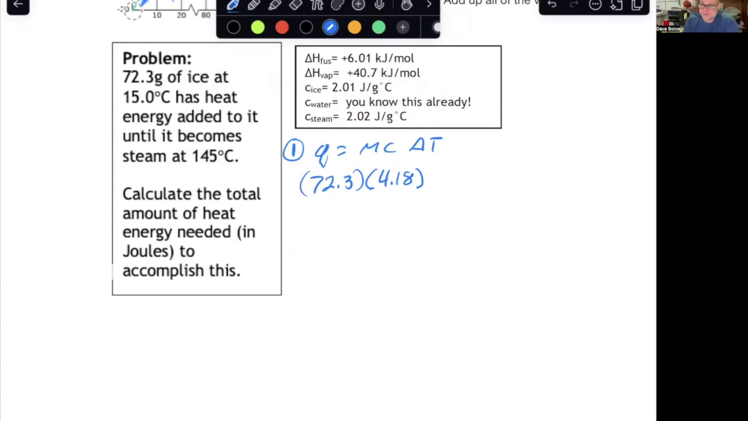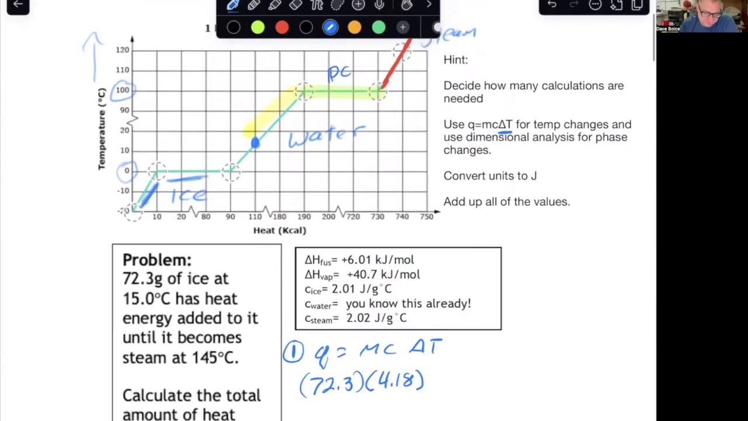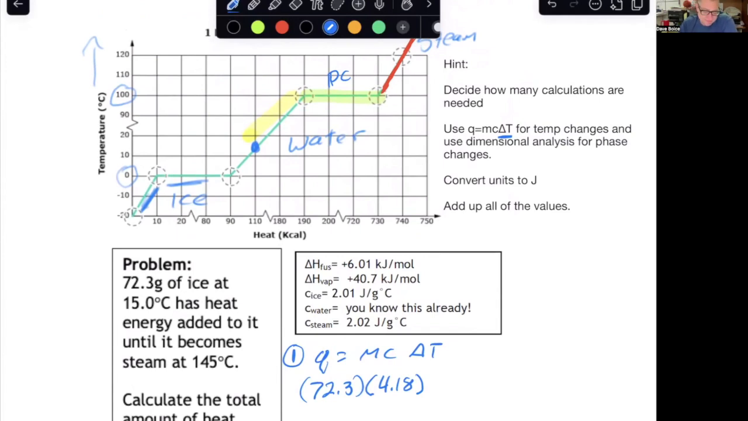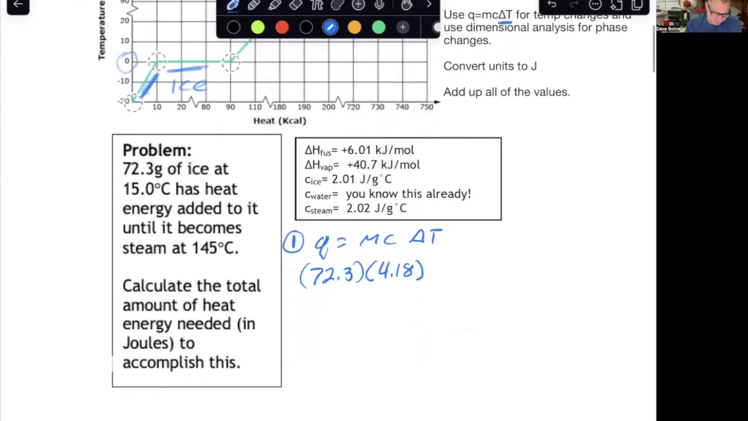So if the question is in calories, you can use 1, but generally our questions in this class haven't been in calories. Okay, and then delta T. Remember, delta doesn't just mean change, it always means final minus initial. And so for this change, we were trying to get to 100, and our initial is 15. So 100 minus 15 is 85.